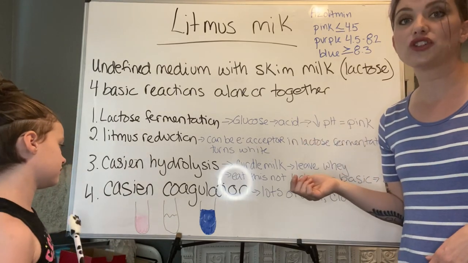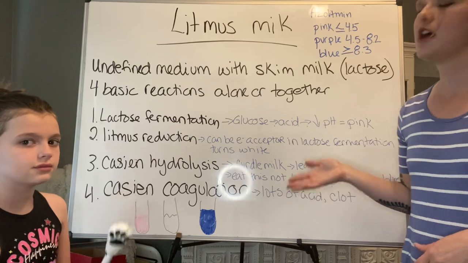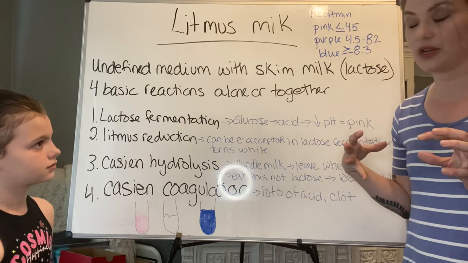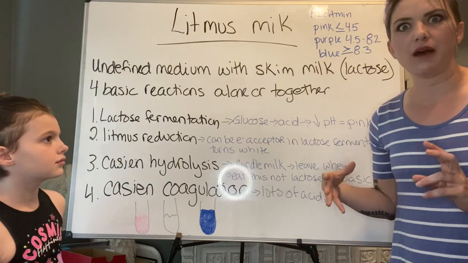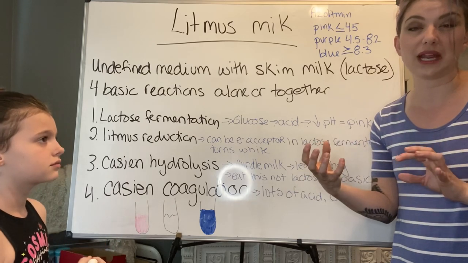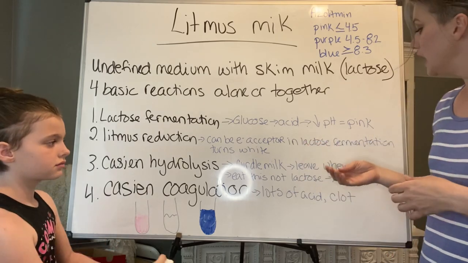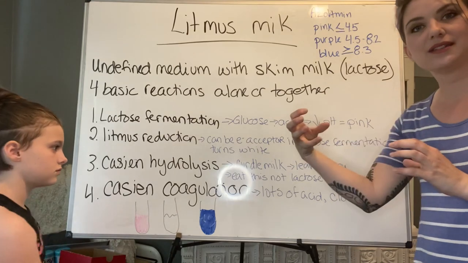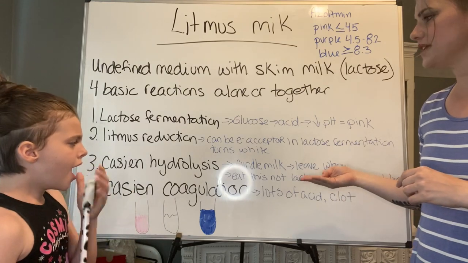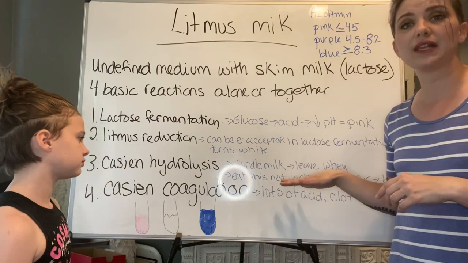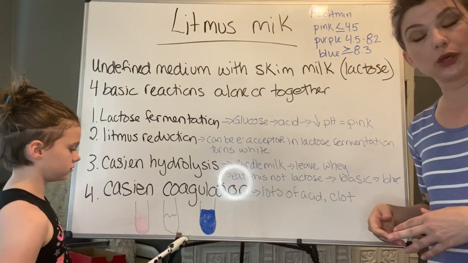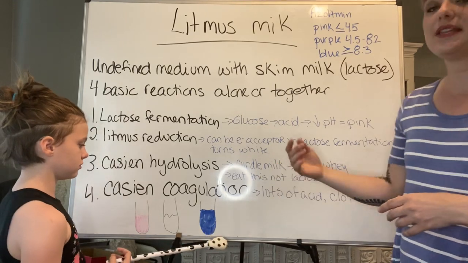Then there's casein hydrolysis. What happens here is the milk will actually curdle. It'll start breaking down and curdle. Just like when you leave a bowl of cereal in your room for a really, really long time and the milk kind of separates out, that's what happens here. So it'll leave the whey separated out, which is kind of clear. And in casein hydrolysis, if it's eating the casein and not the lactose, then it turns basic and it will turn blue.